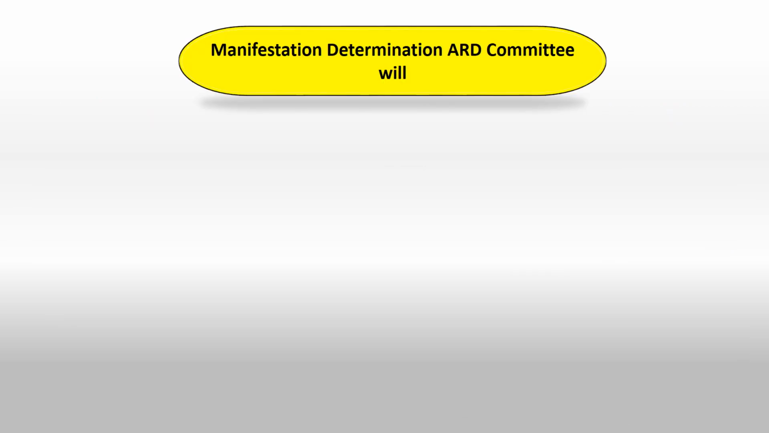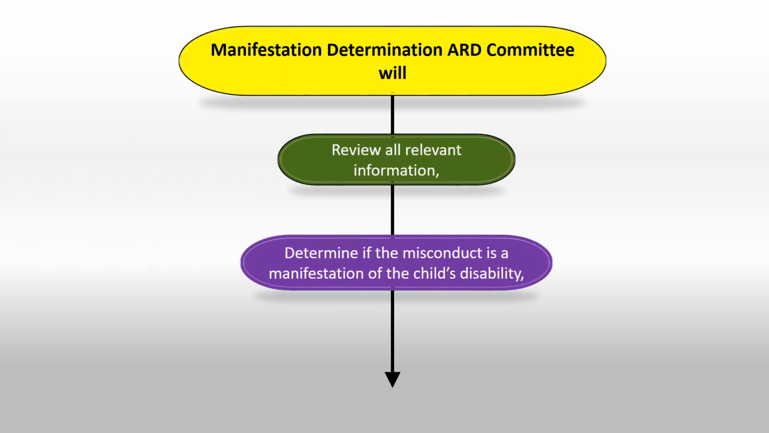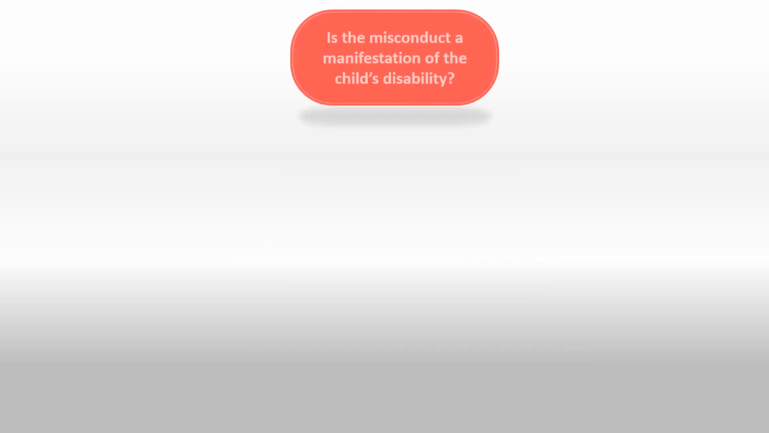Manifestation Determination. The ARD committee will review all relevant information and determine if the misconduct is a manifestation of the child's disability or the result of the school not implementing the student's individualized education plan. Is the misconduct a manifestation of the child's disability?